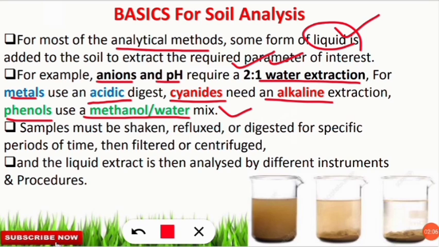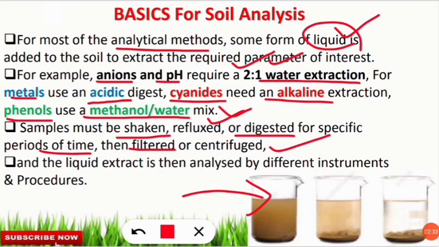Next, after the soil is mixed with the water sample, acidic sample or alkaline sample, it must be shaken. For example, here in the beaker we have added the water along with the soil, then we shake them with the help of a stirrer, or you can use the reflux method or the digestion method for a certain period of time. Then we will filter that, or you can use a centrifuge machine.